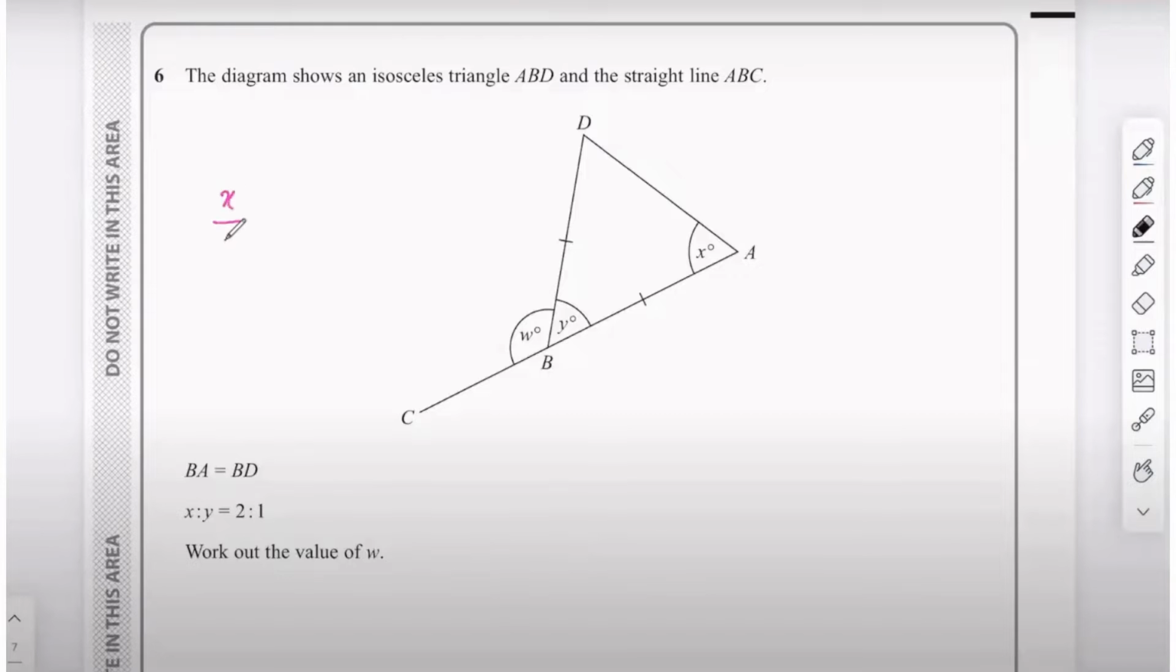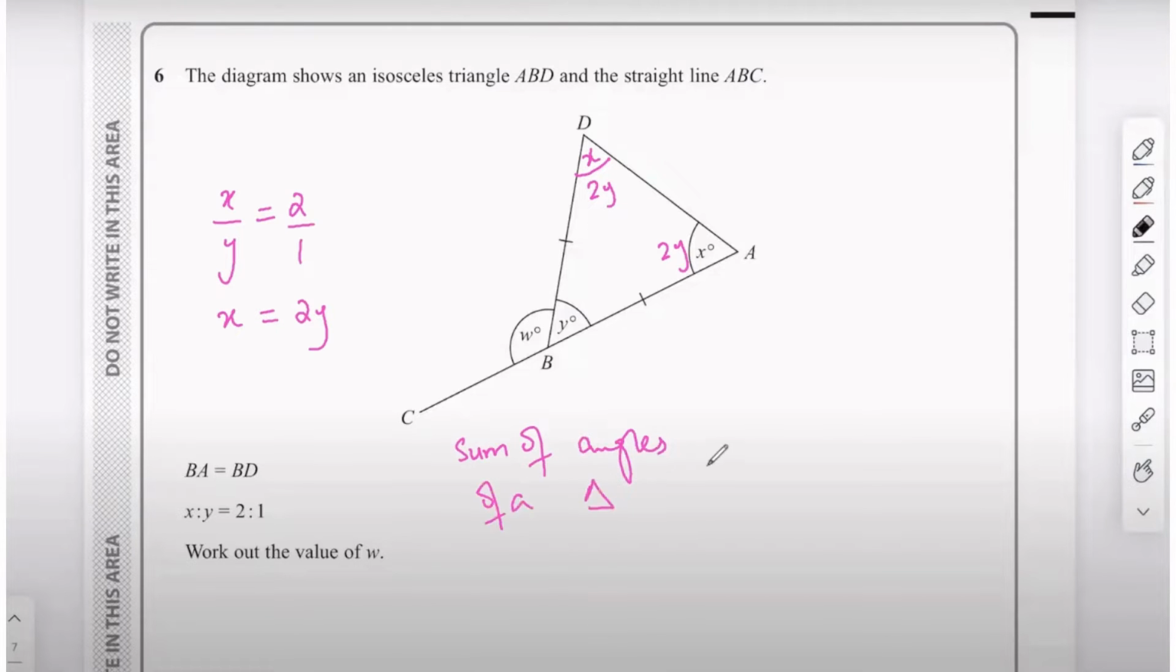So X over Y equals 2 over 1, which means X is equal to twice Y. So that means this is 2Y. And since these 2 angles are equal, this is also going to be 2Y. So we know the sum of angles of a triangle equals 180.